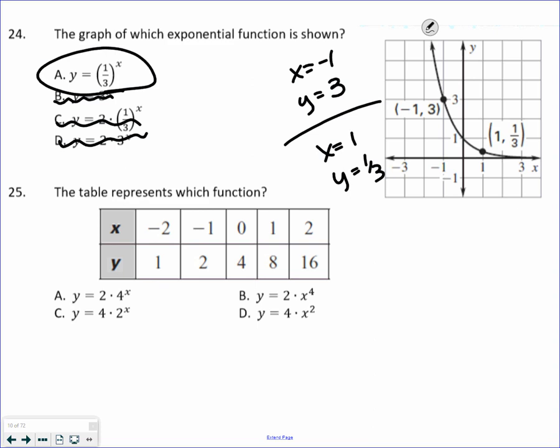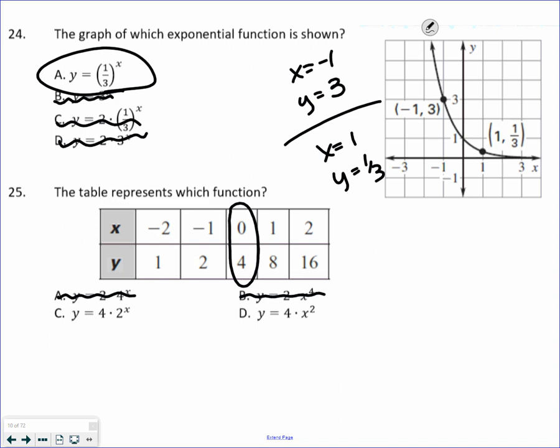The table represents which of the following functions? All right, so now, again, you are looking for a situation in which you plug a value in, you get 4. So I always start with 0. 0 is kind of the easiest one to go with. So if I plug 0 in for x, I need to get 4 for y. So the A, 0 for x gets you 2 for y. B, 0 for x, I actually get 0.